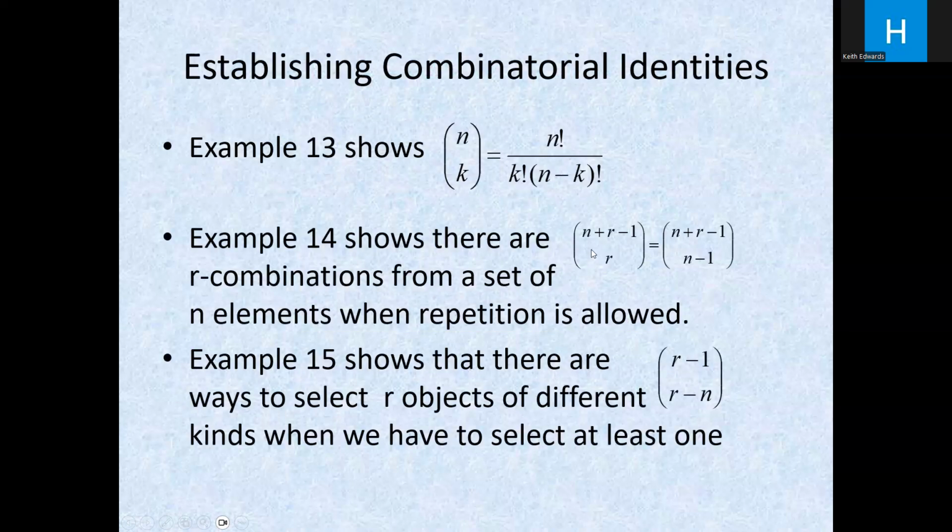Example 13 shows how you can show that n choose k is equal to n factorial divided by k factorial times n minus k factorial. That's one that you learned in CS141. Example 14 shows the r-combinations from a set of n elements where repetition is allowed, and I believe that one was covered in CS141. And example 15 shows the ways to select r objects of different kinds when we have to select at least one.